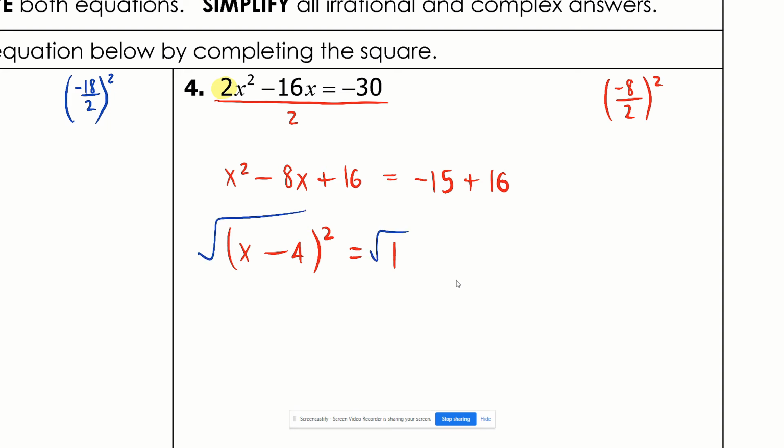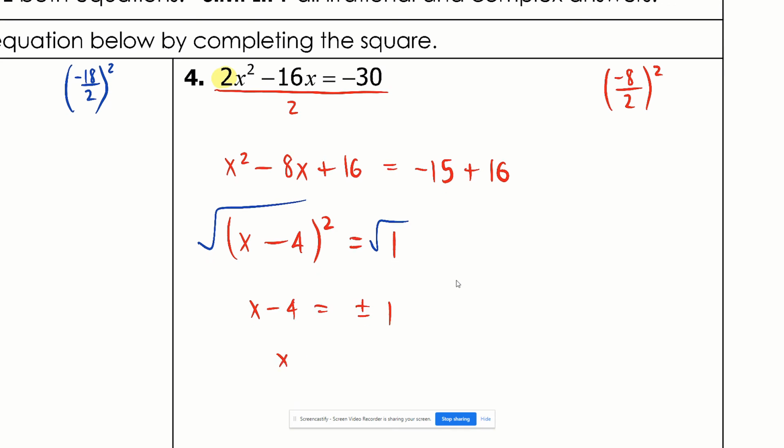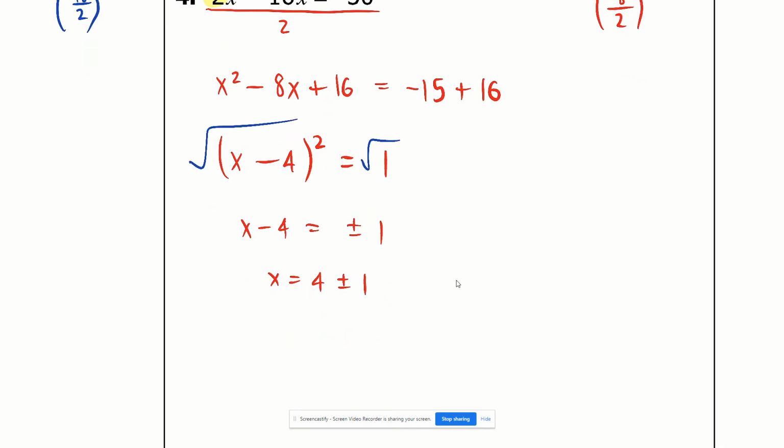So therefore, x minus 4 equals plus or minus. Remember, you add that to your answer. 1 is a perfect square. It comes out as a 1. Then we add that 4. So my answers are 4 plus or minus 1, which means one of my answers is 4 plus 1. That's 5. And my other is 4 minus 1. That's 3. So my solutions are x equals 5 and x equals 3.